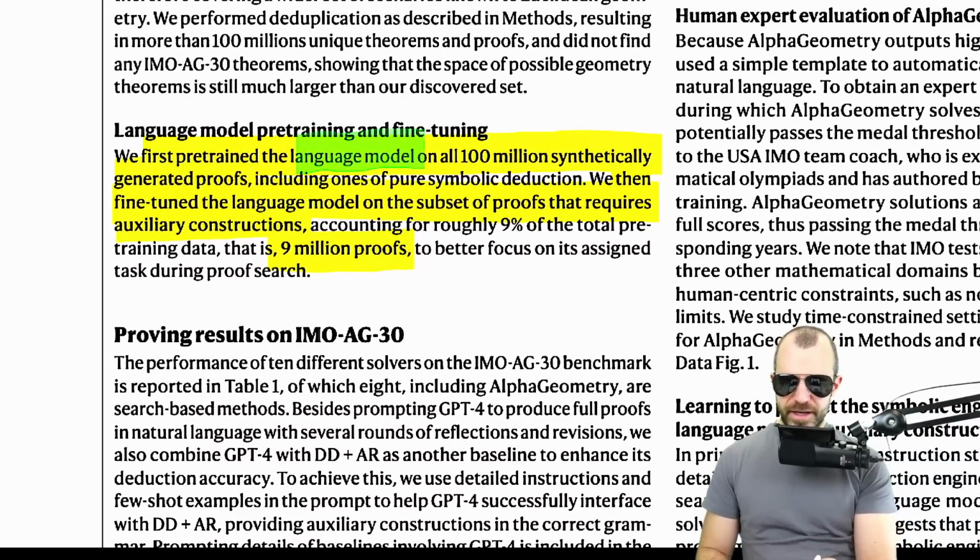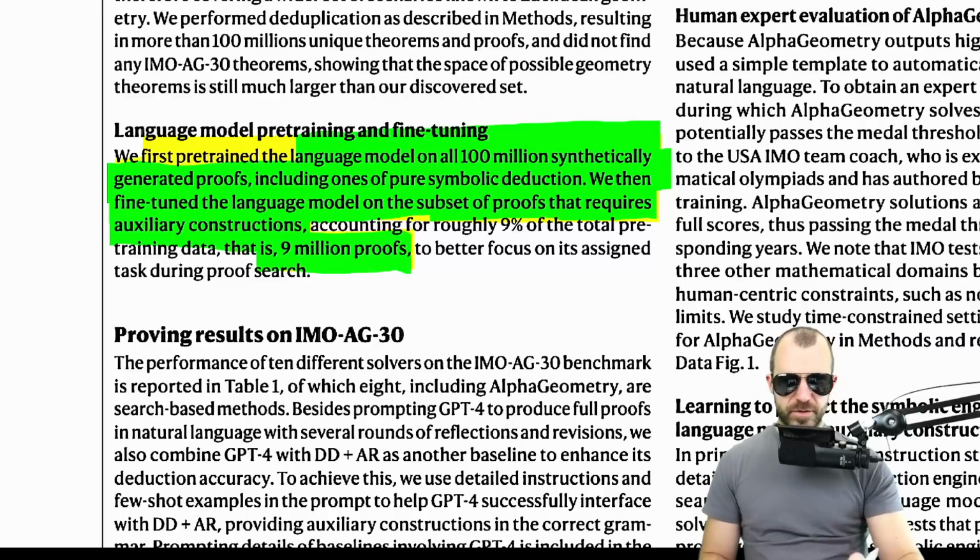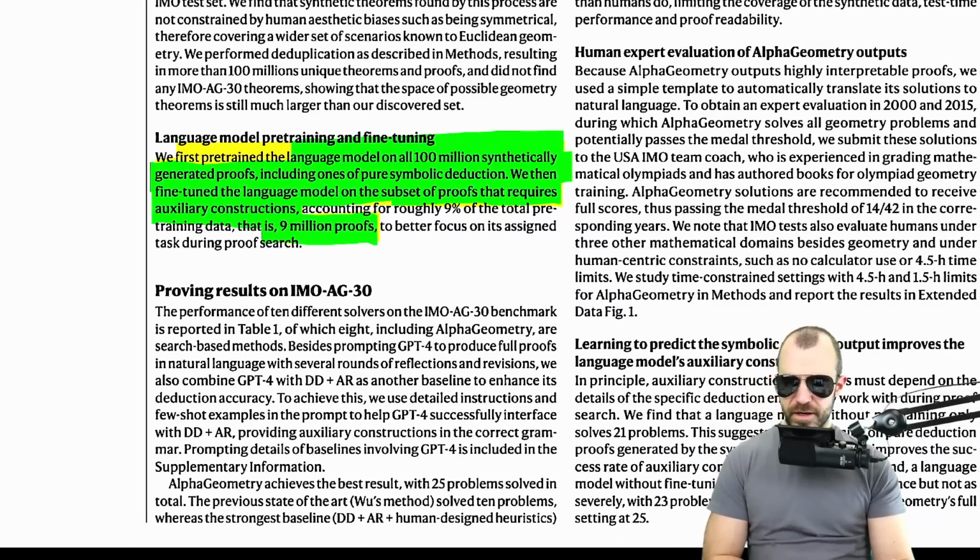We pre-trained the language model on all 100 million synthetically generated proofs, including the ones that are pure symbolic deduction. We then fine-tune the language model on the subset of proofs that requires auxiliary constructions, which was about 9 million proofs. So about 10% of the total data had this auxiliary construction.